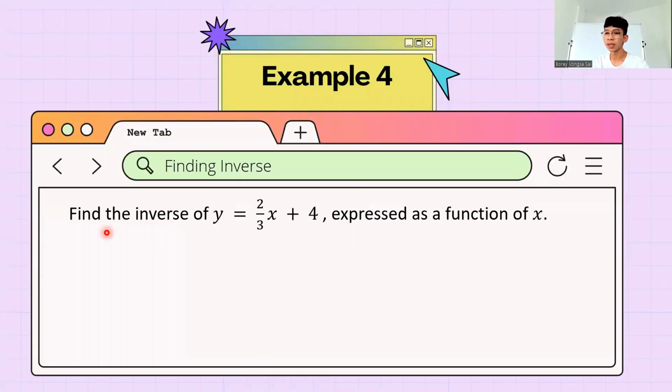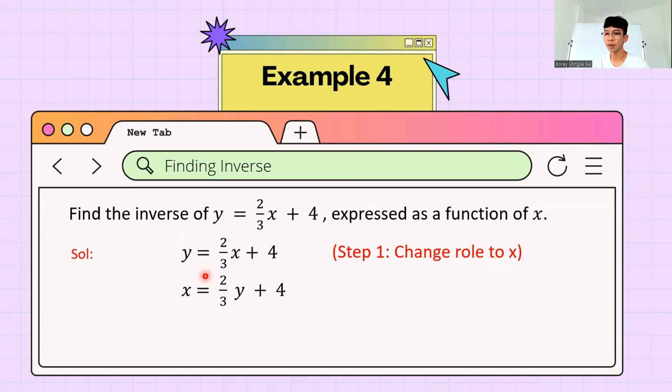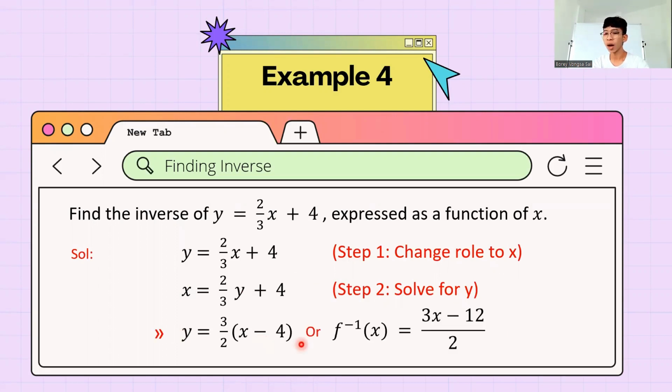They want us to find the inverse of y equals 2 over 3 times x plus 4, expressed as a function of x. Solution: we write down the function here, and then step 1 is to interchange x and y. This means we change y to x and x into y, and we get a new equation. Then step 2, we solve the equation for y. Then it becomes like this, and we can say that y here is the inverse function of f of x, which is equal to (3x minus 12) over 2.